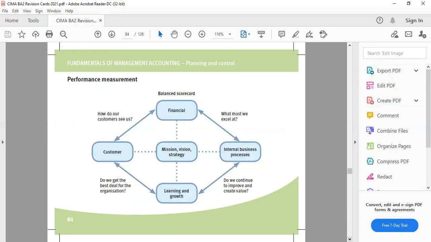In connection to performance measurement, there is a model given which is called the balanced scorecard. Because performance measurement of the entire organization has to be taken up, there are various aspects of it. So the model suggests that the entire organization has to be looked into from 4 different perspectives. The first one is financial perspective. Then the other perspectives are customer perspective, internal business process perspective, and learning and growth.